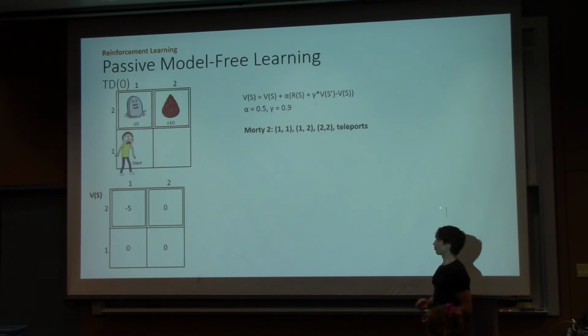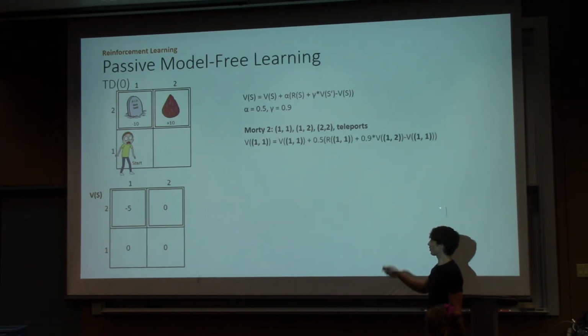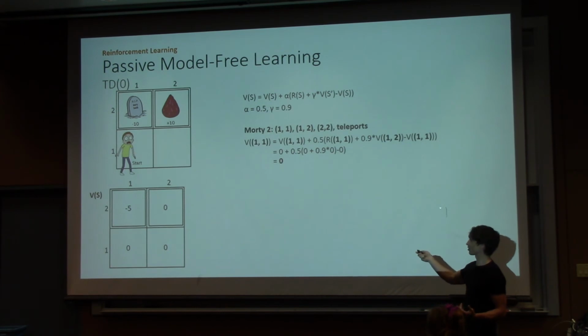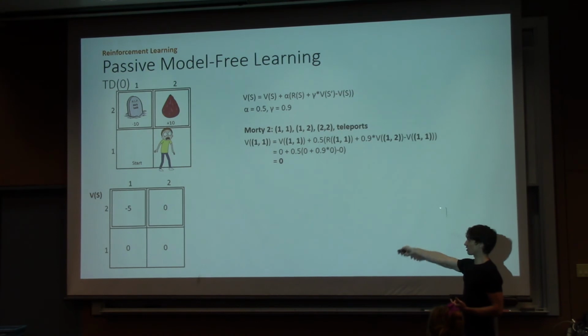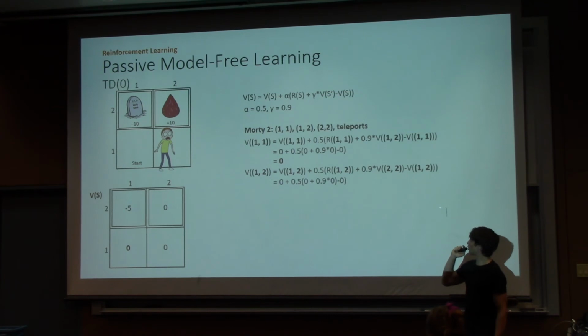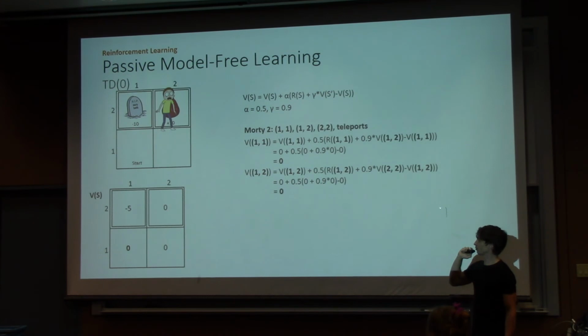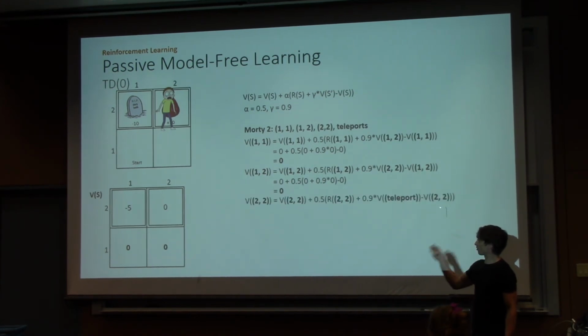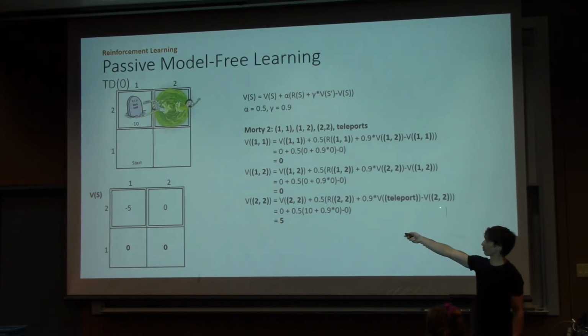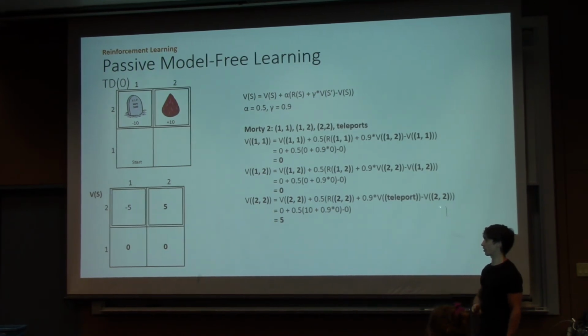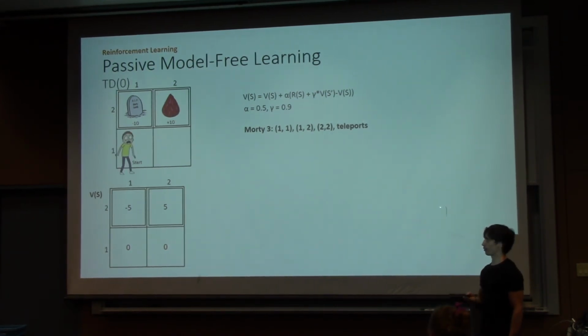Well, fortunately there's a lot of Mortys. So we start with Morty 2. And Morty 2 goes through this space. I'm kind of short on time here, so I'm just going to step through these. From 1, 1 to 1, 2, the value updates to 0, so we should see the state he just left turn to 0 again. From 1, 2 to 2, 2, it's 0 again, so he's going to go up here. And then from 2, 2, he gets teleported out with a value of 5. So Morty gets teleported, and the state that he just left gets updated with the new value. Let's do one more Morty.